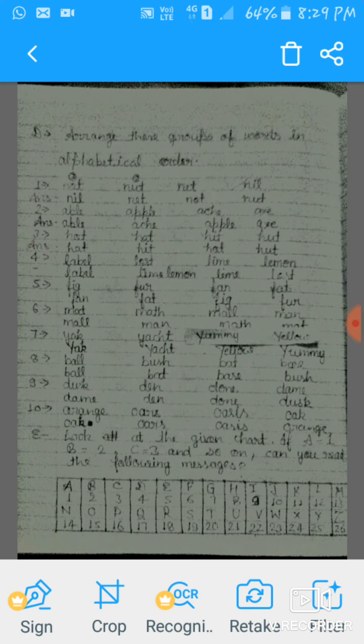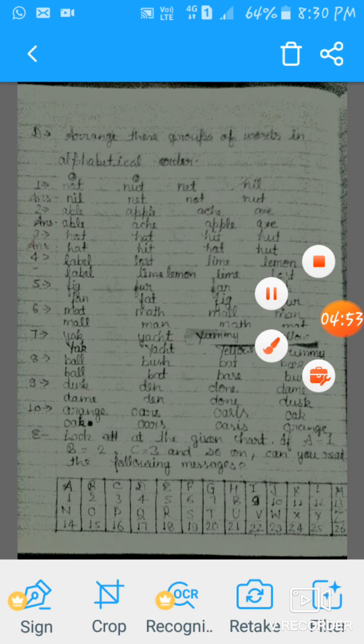Now third is hot, hat, hit and hut, okay. Now you will arrange these words in correct order: hat, hit, hot, hut, okay. Now fourth is label, lost, lame, lemon, then label, lame, lemon, lost, okay. Fifth is fig and fur, fan, fat. Then you will arrange by the first letters: fan, then fat, then fig, then fur, okay.